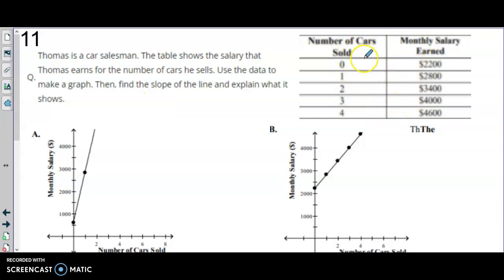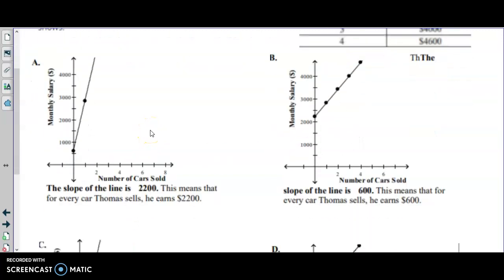And we could plot all these points, but I'm going to tell you the very first thing that I notice is this number. Remember, whenever x equals 0, that tells you what the y-intercept is. So we know that we have to have a point at $2,200 on the y-axis. If we look down here, this y-intercept is down here below 1,000. That can't be it.